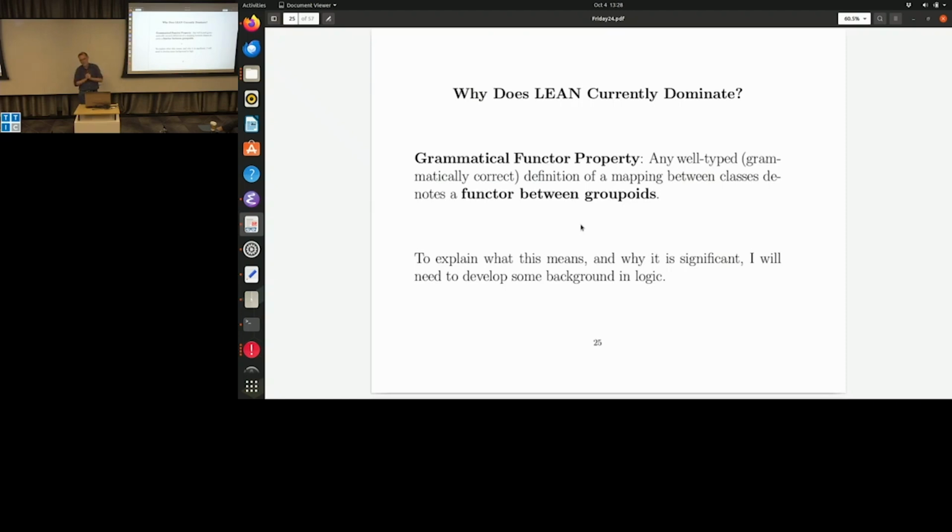I call it the grammatical functor property. Lean's type system, dependent type theory, has this magical property that if you write a well-typed map, say a map from groups, or a map from manifolds to their fundamental group, right? A complicated map, or a map from a graph to the spectrum of the graph Laplacian. Really complicated thing. The grammatical checker is going to guarantee that that map is a functor, that it respects the structure of isomorphism. If you have isomorphic inputs, you get isomorphic outputs.